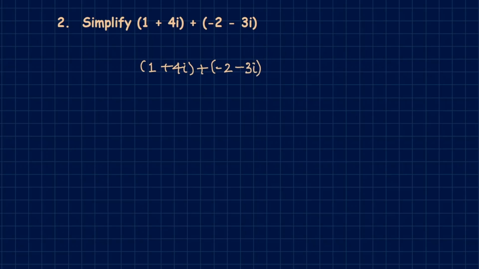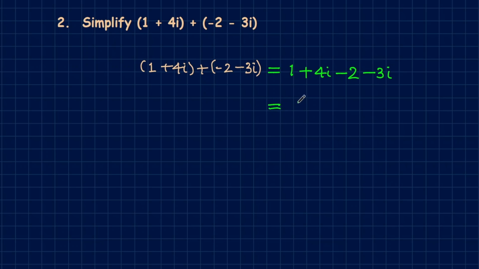This will be equivalent to, now we can open up the brackets. The first 2 numbers in the first complex number remain unaffected because they're all positive, and here we can also open: negative times positive is negative, so we have here minus 2. Still negative times positive is negative, we have here minus 3i.